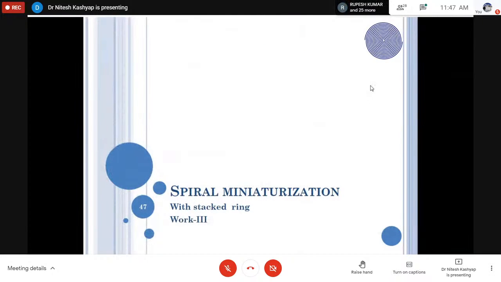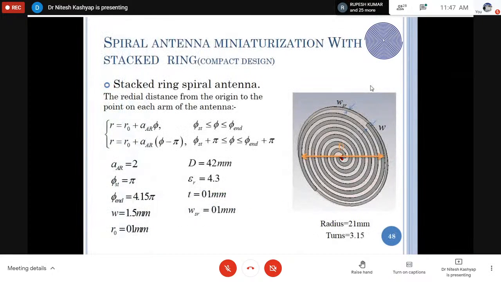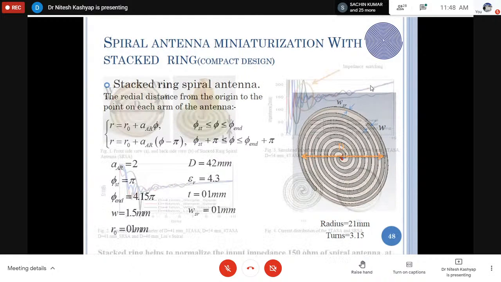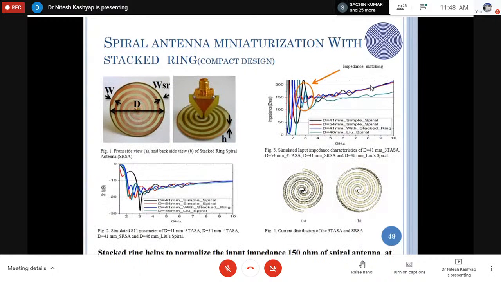So as I told you, miniaturization of the spiral antenna was very important, and I have made this with the help of a stacked ring. See that I have designed this balun and put a ring beneath the antenna structure, so that the antenna dimension is reduced, and I have found the ring established the matching of the impedance also.